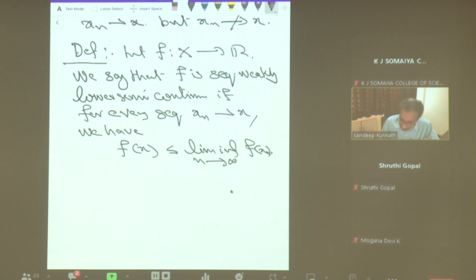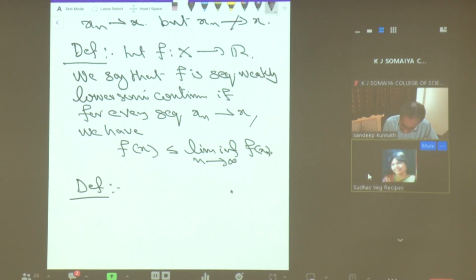And then I have to make sure that somehow a minimizing sequence is found. For that, I need another definition.